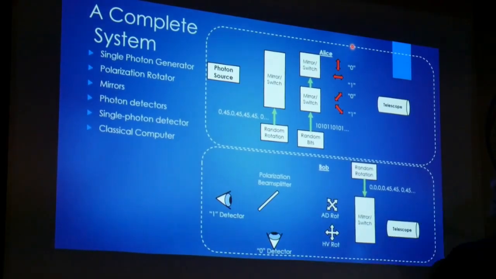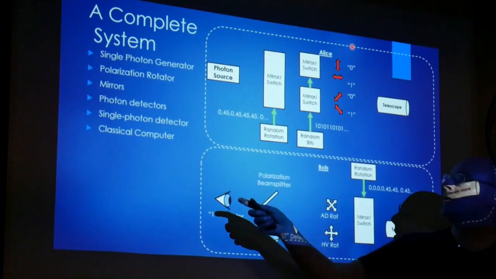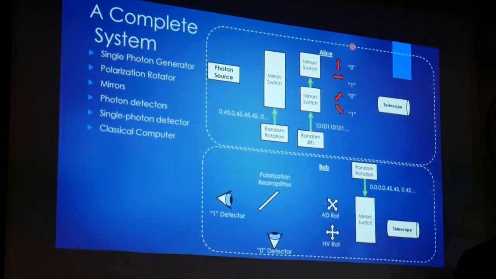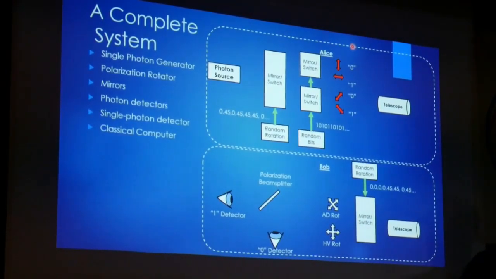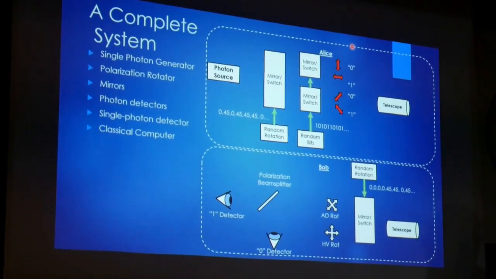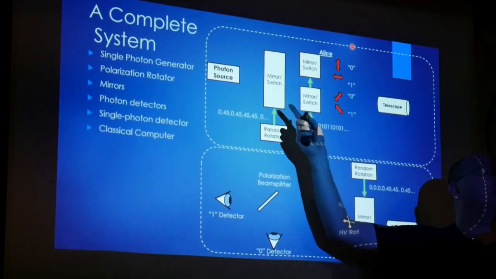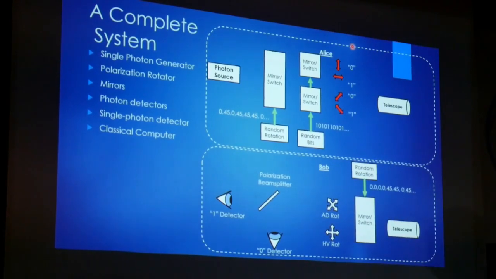And then the detectors, right? The single photon detectors. And lastly, we have a classical computer, or what we would think of as a non-quantum, just regular, plain old computer, maybe highly secure. And it's running the whole show. It's generating the random data. It's running the switches and everything like that. That's the boring stuff, right?